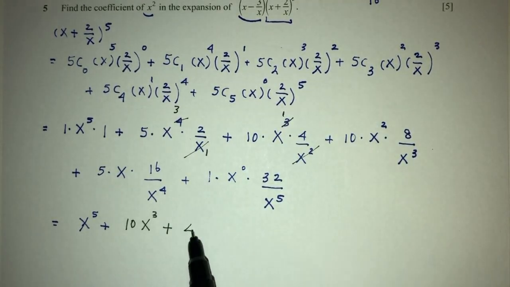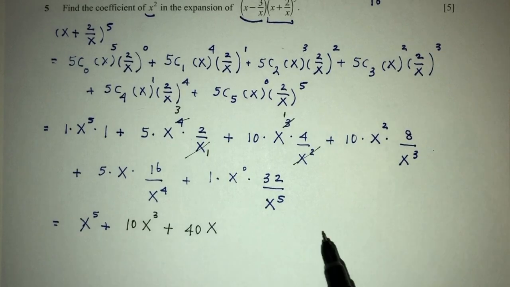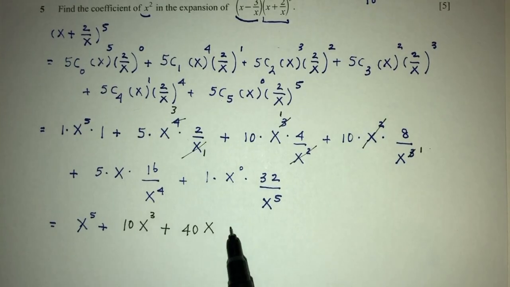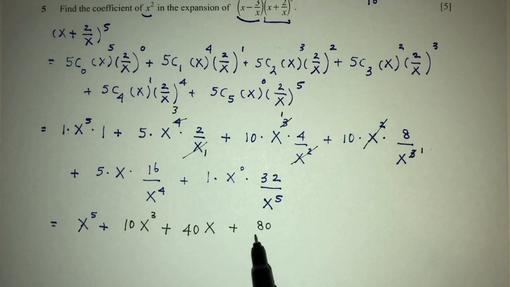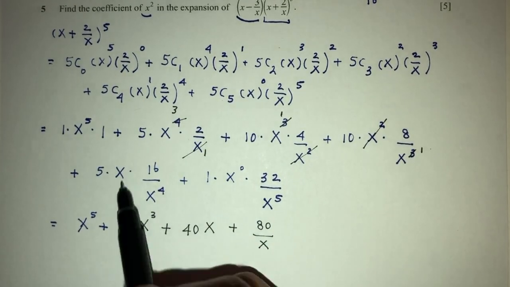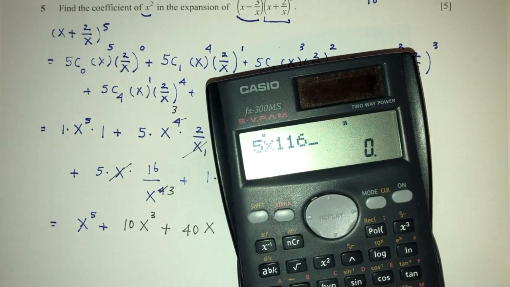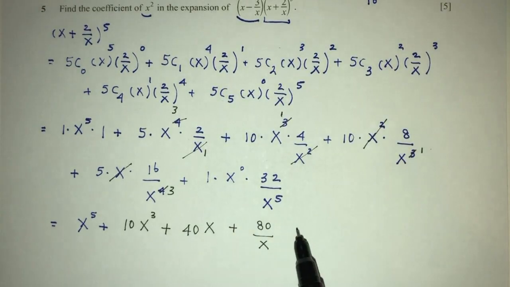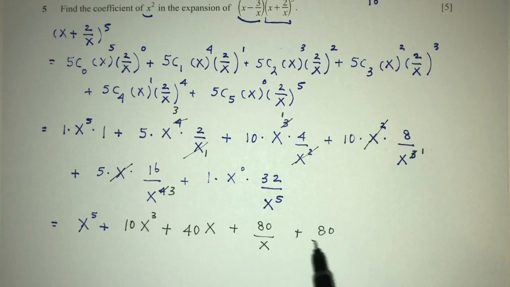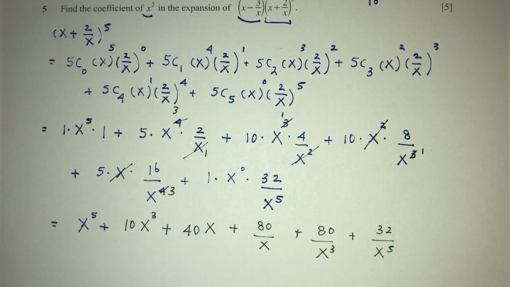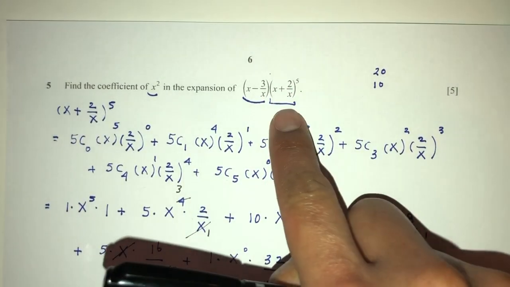So you will have 40x. And here you will have this goes away, and that will be 1. So you have 80 over x. And this will go away. That will be 3. So 5 times 16. Again, you will have 80 over x power 3. And then here you will have 32 over x power 5. So here we have the expansion of this part of the question.